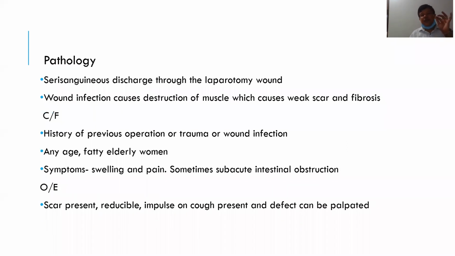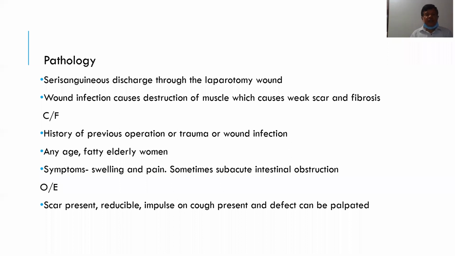Next, in the pathology of incisional hernia, usually in the initial stage there is wound dehiscence of the laparotomy wound through which serosanguinous discharge comes. Discharge of serosanguinous fluid is an indication of wound dehiscence. Then, if there is wound infection, that will also cause destruction of the muscle fibers, which will again cause a weak scar and lead to fibrosis, which will be weak, and that will help in the development of wound dehiscence. Ultimately, it leads to incisional hernia. So, a peritoneal pouch in the form of a sac comes.